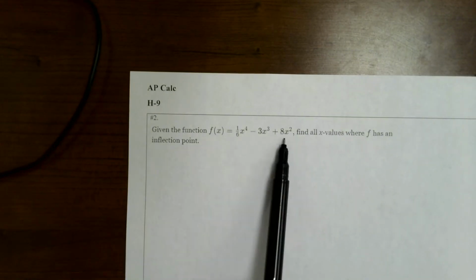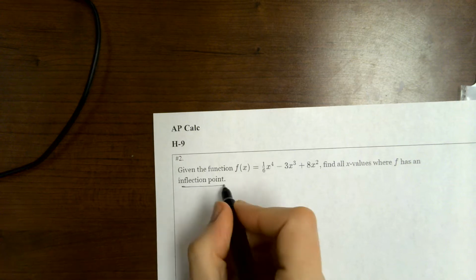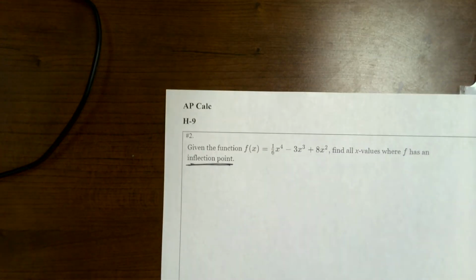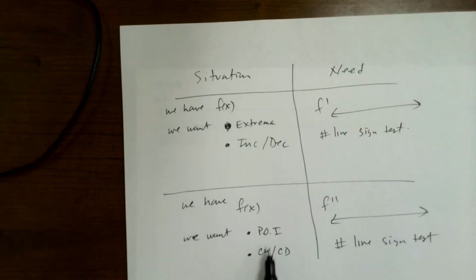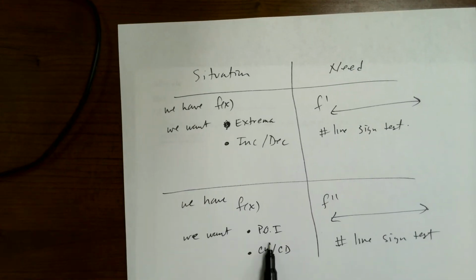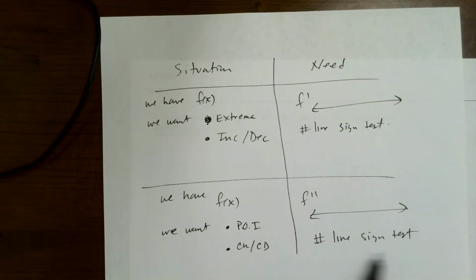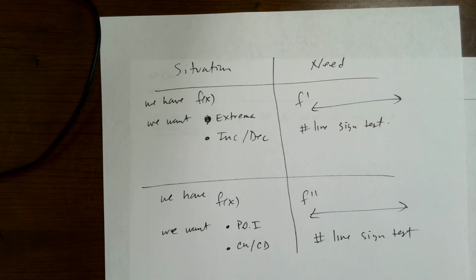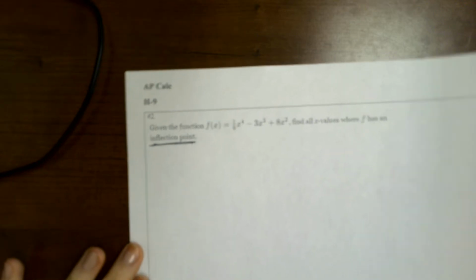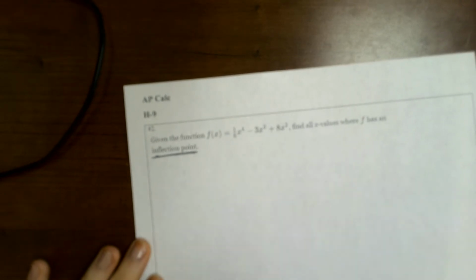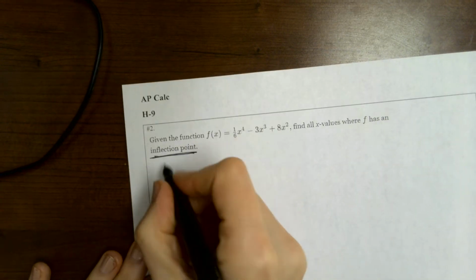So given this function, find all x values where f has an inflection point. All right, inflection point. That's a point of inflection. We know f, we're being asked for a point of inflection. We need the f double prime number line sign test. So, guys, this works very much like the f prime number line sign test. Instead of finding the first derivative, you find the second derivative.